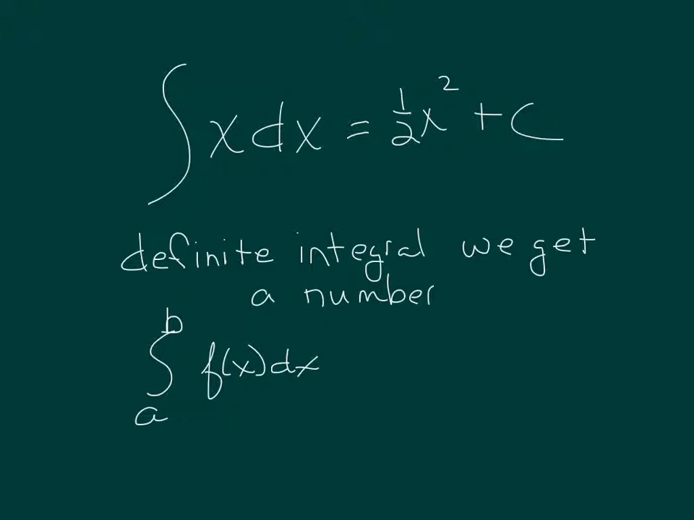Oh, the upper one is indefinite. This one is indefinite. Got it. That just gives us a family of curves, a general solution, but the bottom one, the definite integral, gives us a specific number.